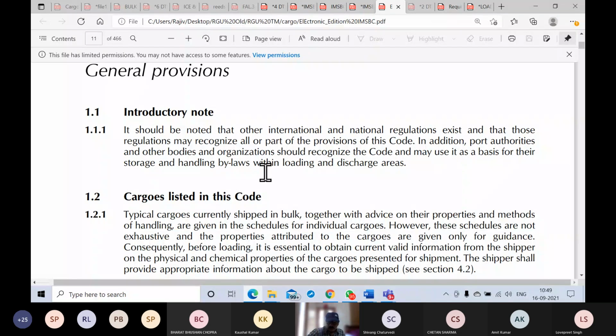Now, the code is taking into account provisions of all international and national regulations. But international regulations, as you will agree, are taken care of, while national regulations may differ from country to country. Hence, IMSBC is not comprehensive. That is why it is said that apart from complying with the requirements of the code, you will also comply with the requirements of the flag state of your vessel. But basically, a broad-based idea is given of how the code is applicable for handling bulk cargo.